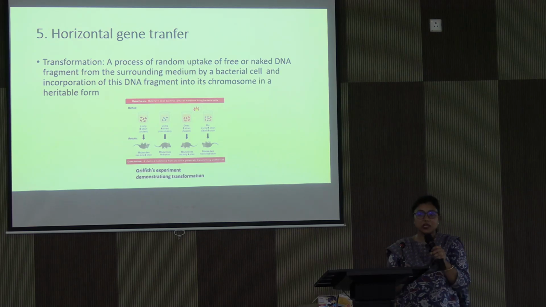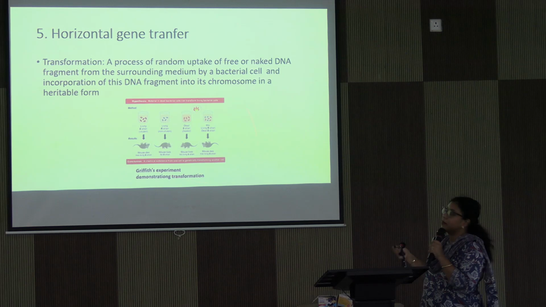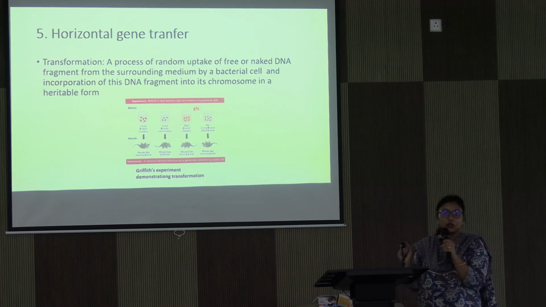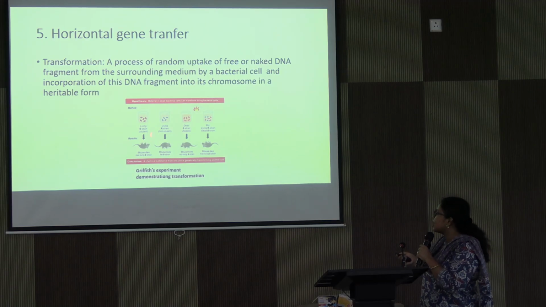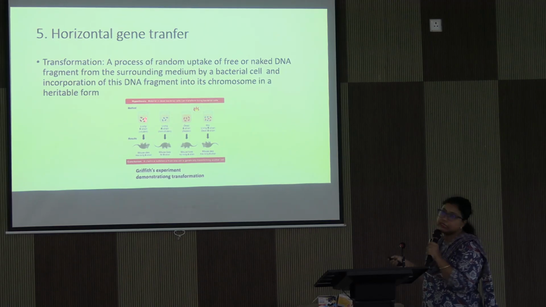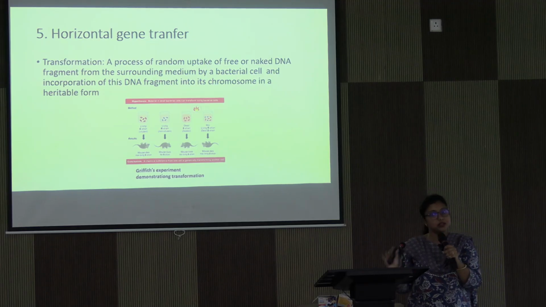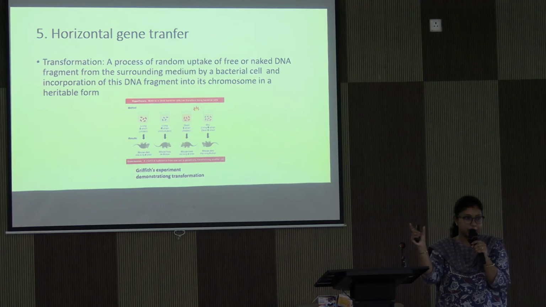So in transformation, you have to mention the Griffith's experiment. You won't have to be a very good painter for this. At least if you can write that the living S strain is virulent and the mouse dies because of that. Even if you cannot draw the picture, it's okay. But Griffith's experiment will have to be mentioned, okay?